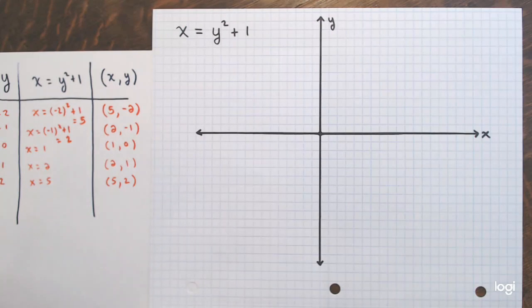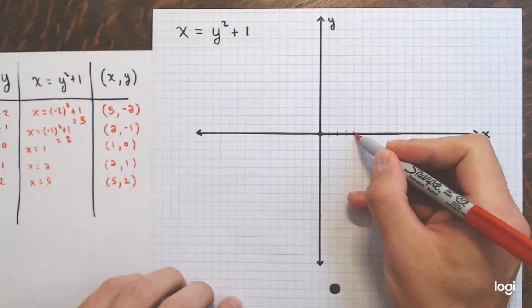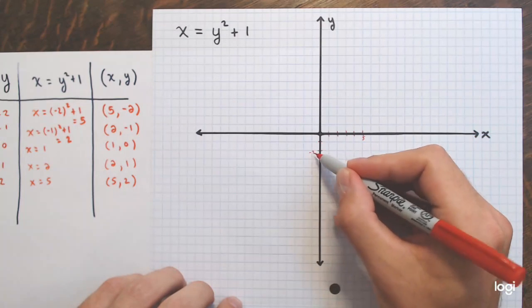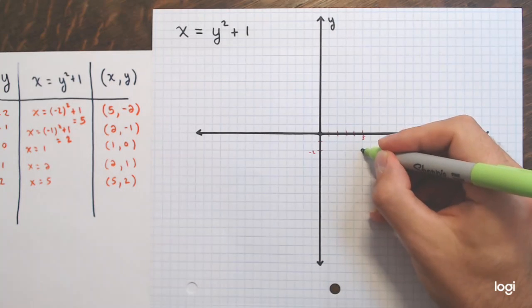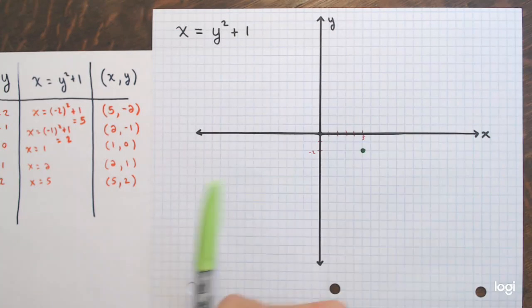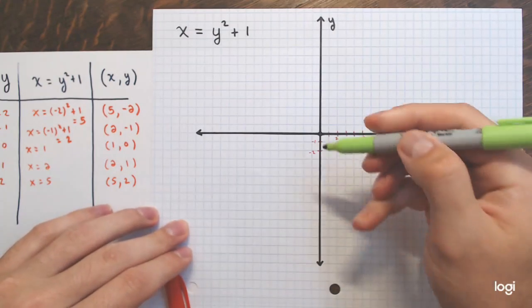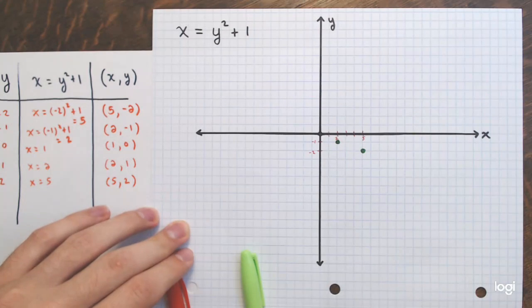All right. So the first ordered pair there, I've got 5 on the x corresponding to -2 on the y. So here's 5 on the x, -2 on the y, and that's this location. Then 2 on the x corresponds to -1 on the y. Alright, that's this location. So I've got 2 solutions now.